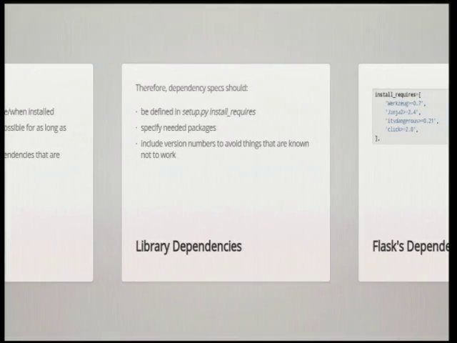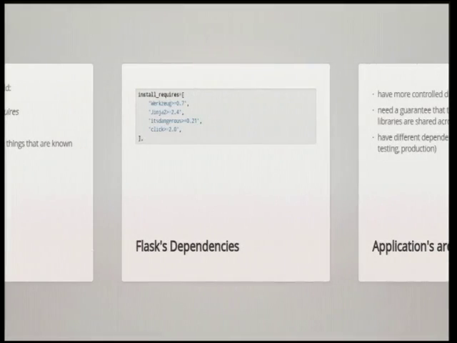So dependency specs should be defined in your setup.py install requires. They should specify the needed packages, and you should only include version numbers to avoid things that are known not to work. So here's an example of what Flask does. Flask depends on these 4 libraries and it has minimum versions. These specifications for Flask are used on a wide variety of applications in a wide span of systems, and the author of Flask doesn't have to worry about any of that. He knows the very basic minimums that need to be installed, and so those are what he specifies.